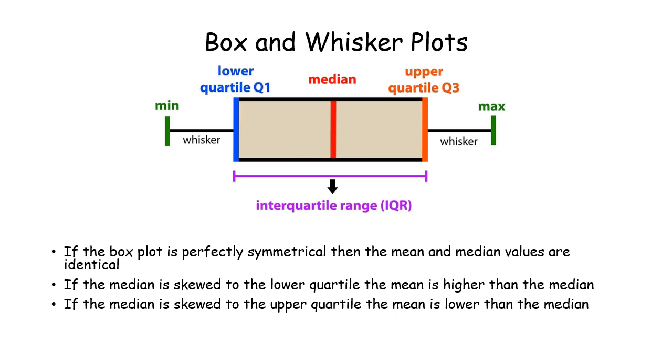When it comes to median and mean, if your box plot is perfectly symmetrical, then you can make the argument that the mean and median values should be identical. If the median is skewed closer to the lower quartile, it means that the mean is higher than the median value. If your median is closer to the upper quartile than the middle, it means that your mean will be a lower value than your median.